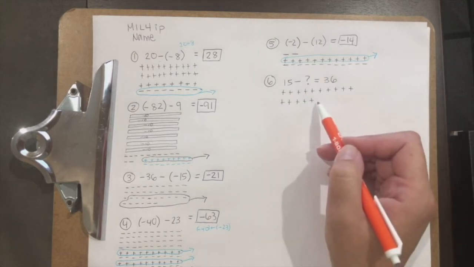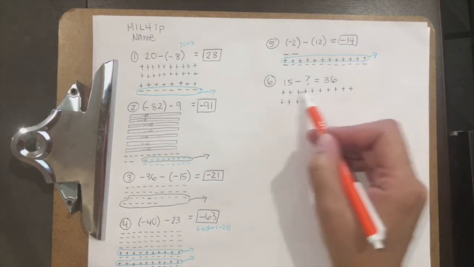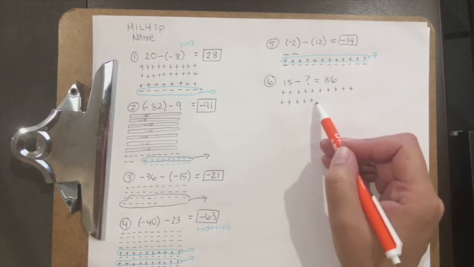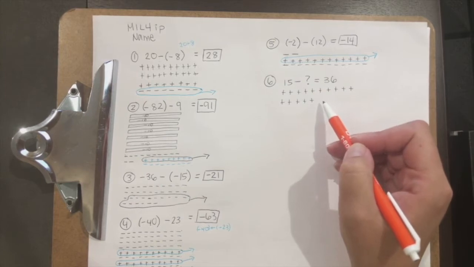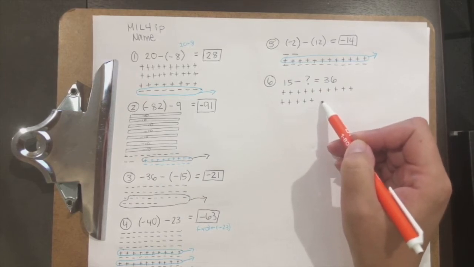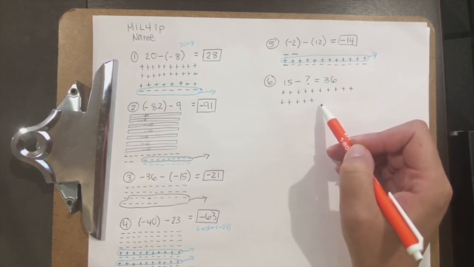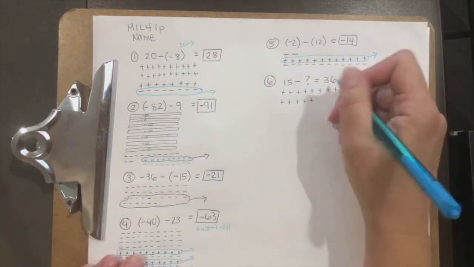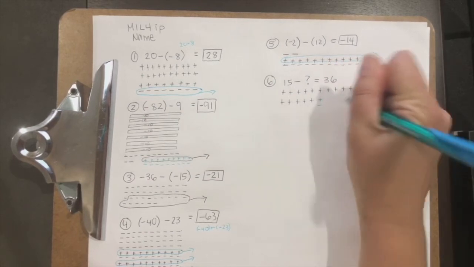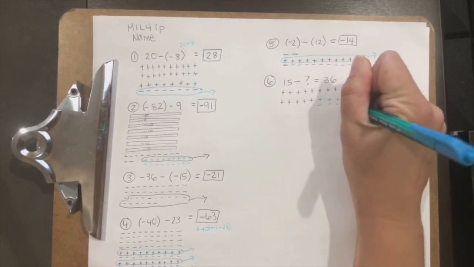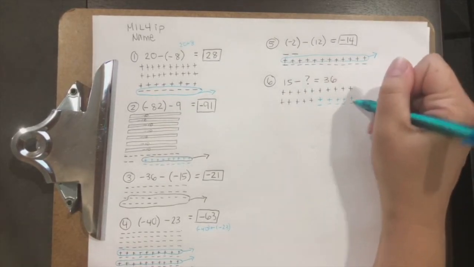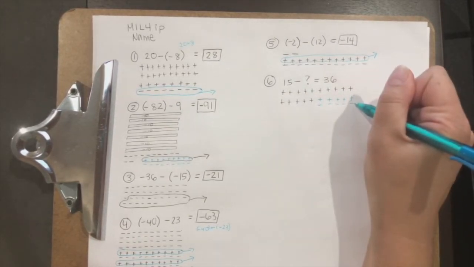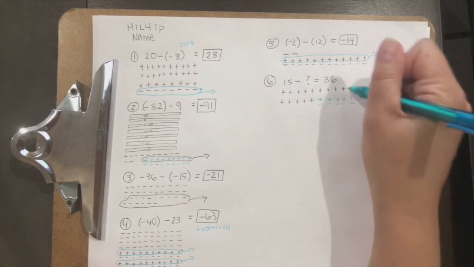Does that make sense? Think about it. We have 15 positives now, but we want to have a total of 36. So in order to get there, we've got to add in more positives. And then we'll see how many negatives there are because we put in the zero pairs. Let me just start, and then maybe it'll make more sense. So 1, 2, 3, 4, 5. So I have 20 total positives and 5 negatives. But let's keep going.